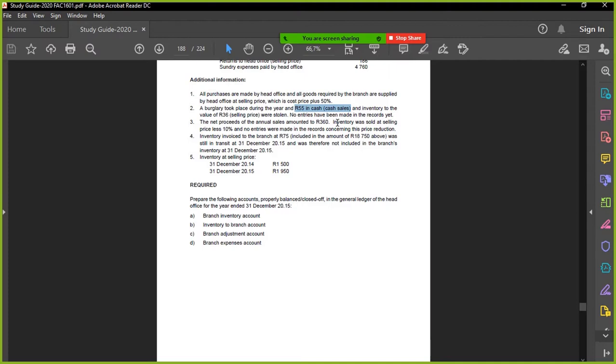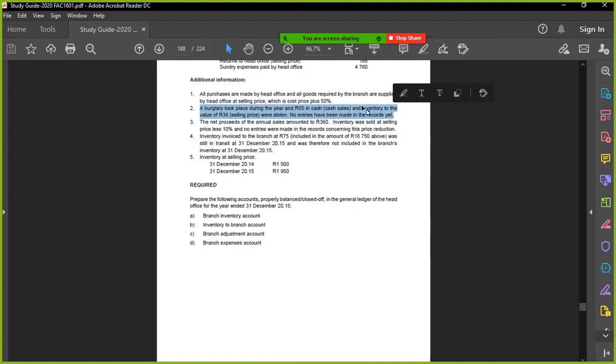Do you see that? Yes. Okay, so in actual fact, the 55 Rand wasn't stolen. It was just missing sales. That's what we're missing. I think it's just misinterpretation of the question. A burglary took place during the year. 55 Rand in cash, which is cash sales.